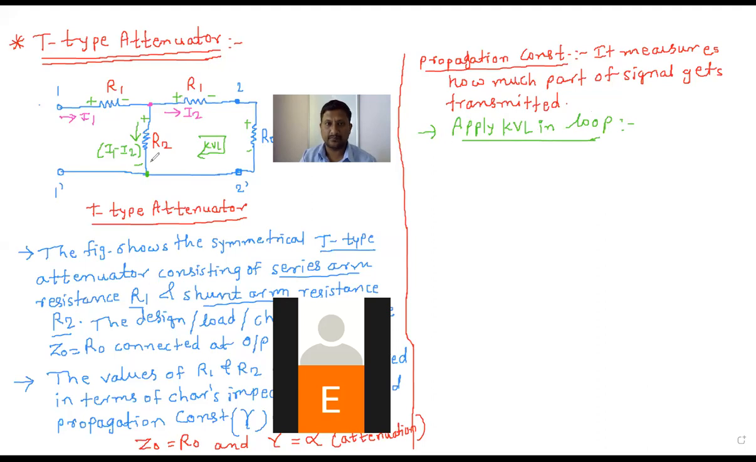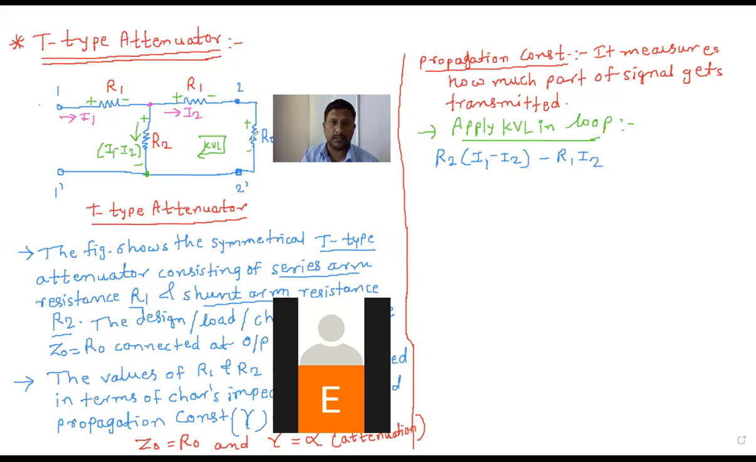Tell me, minus to plus is there. That's why plus R2 into I1 minus I2. Resistor into current, that means voltage. Next, come to here. Plus to minus. Yes, that's why minus. Since it is plus to minus, minus R1 into I2.